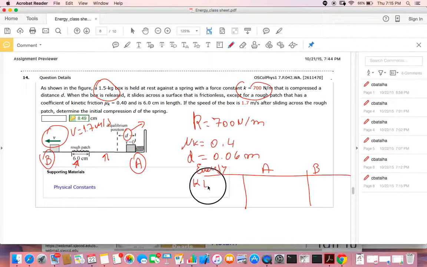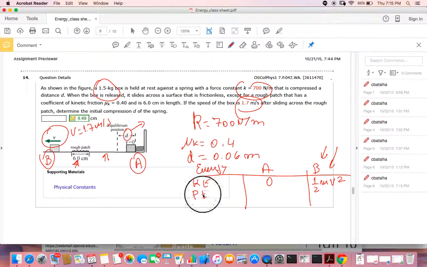Well, go down your list. Kinetic energy, point A, 0. Right? It's not moving. The block is stationary. But at point B, you do have a kinetic energy given by half m v squared. You have m. You know half is 0.5. v is given, it is 1.7 meters per second. What do you want to solve for? Oh, you want to solve for the initial compression of the spring. Okay, got it.